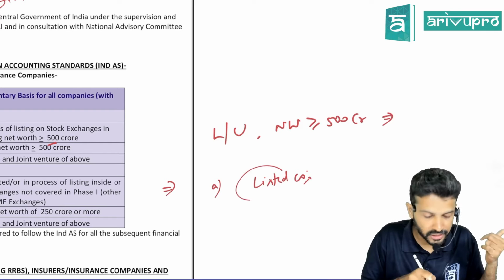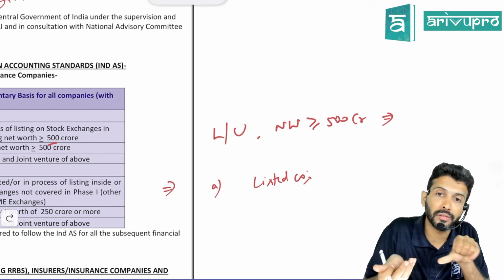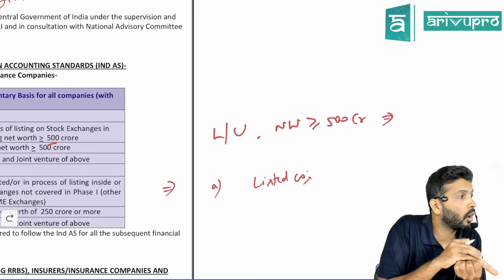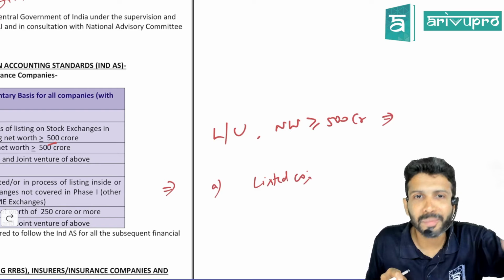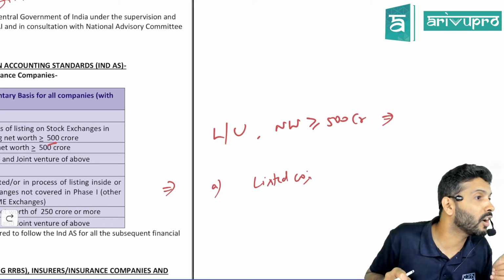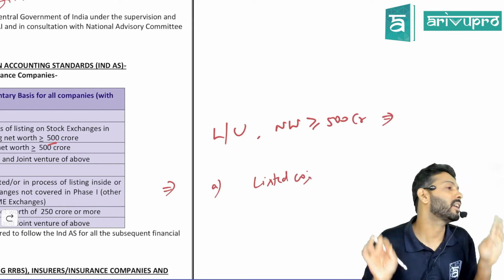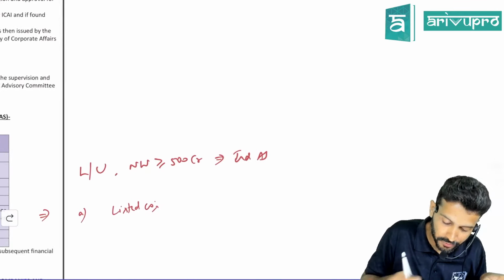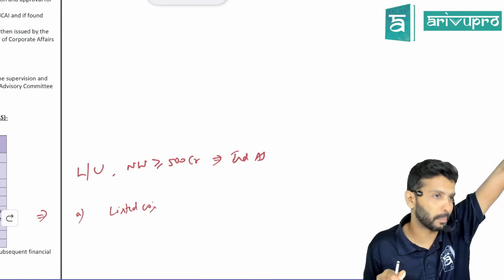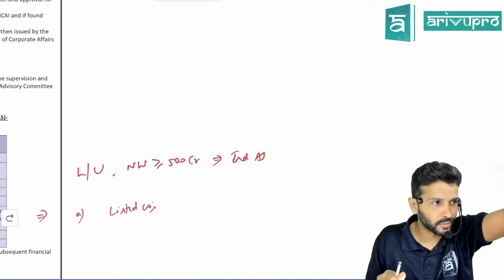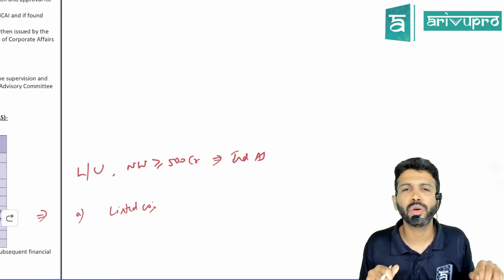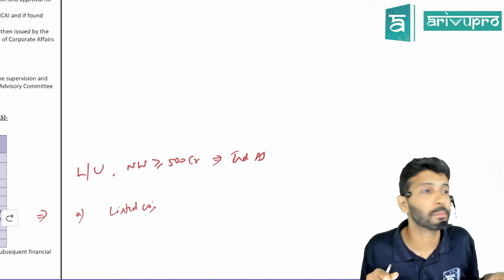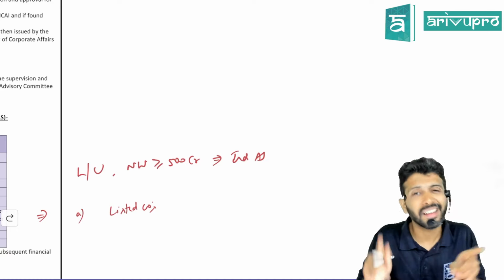And what does the word listed mean here? Listed means you could have listed either your equity shares or debentures in India or abroad. You could have already been listed, or you are in the process of listing. All that will come under here. If your net worth is more than 500 crore, you come under phase 1. If you are not under phase 1, then automatically you'll come under phase 2. Or indirectly, in today's time, every listed company has to compulsorily follow Ind AS.